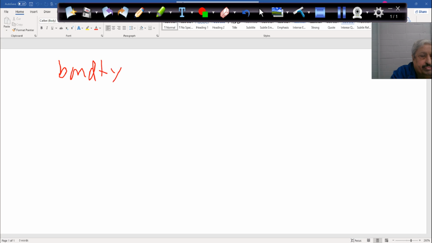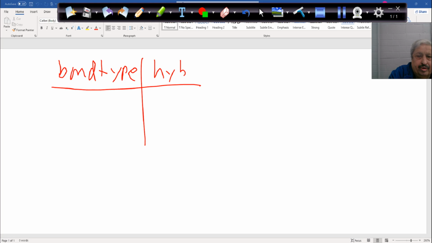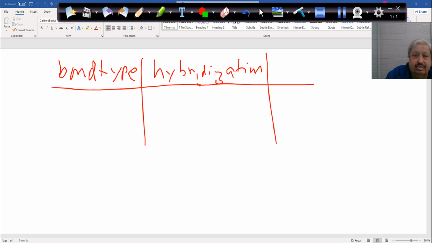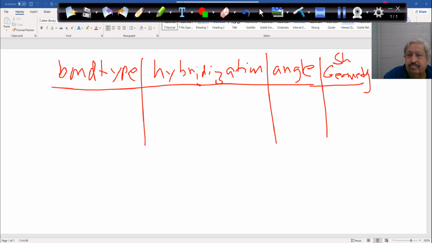Bond type, hybridization. Now, what's the angle of this hybridization? Correct. And what is the geometry? It means the shape.